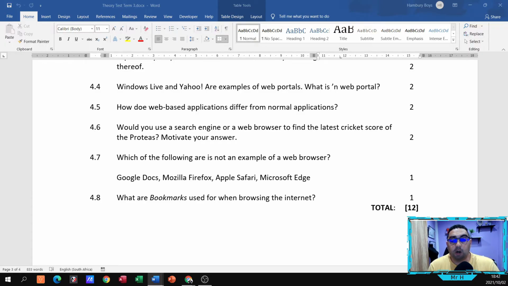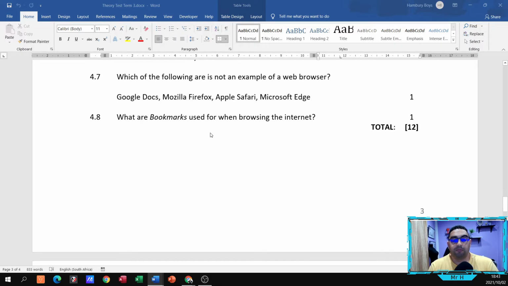4.7, which of the following are not an example of a web browser? So we just spoke in detail on what a web browser is. Is Google Docs a web browser? No. Mozilla Firefox? Yes. Apple Safari? Yes. Microsoft Edge? Yes, it is. Okay, so the odd one out there is Google Docs.